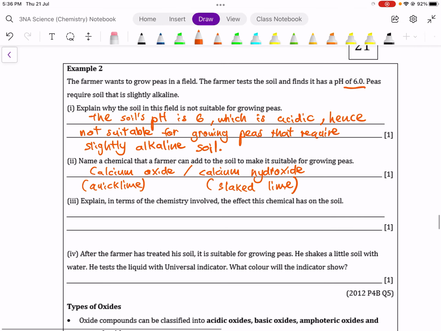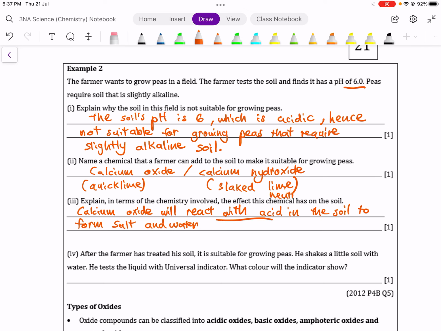So I will say that, let's say you add calcium oxide. You say that calcium oxide will react with acid in the soil to form salt and water. Or you can say, an even better word, neutralize the acid. So this will increase the pH of the soil.